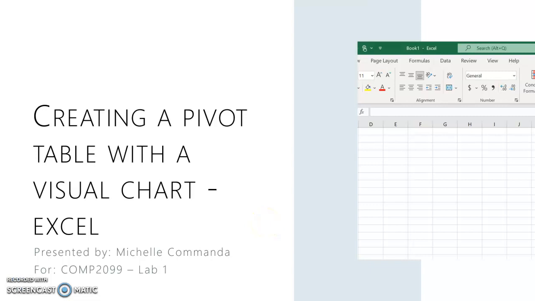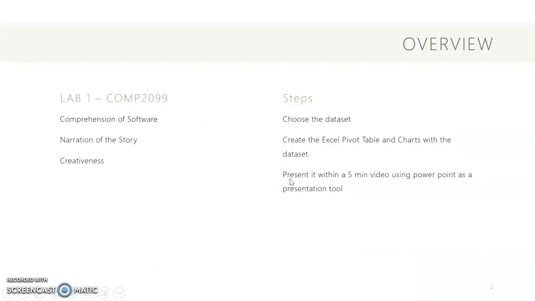This is my presentation for creating a pivot table within a visual chart and a visual chart within Excel for Comp 2099 Lab 1. In this, I just wanted to go over a little bit of an overview that it's about the comprehension of the software and narration of the story, creativeness is what I'll be marked on. And these are the steps I'm going to take.